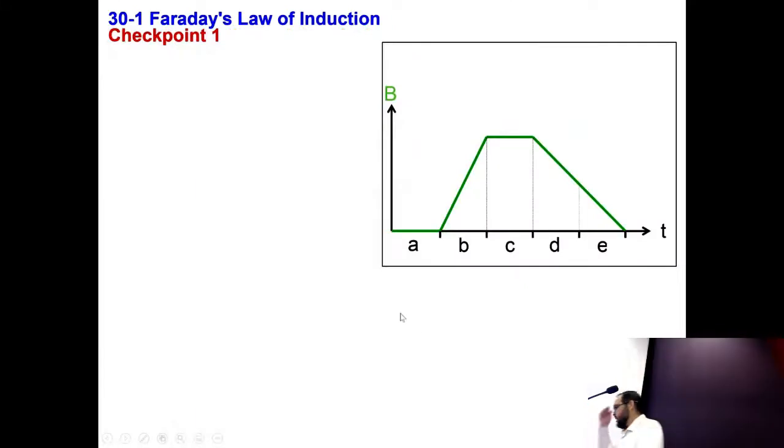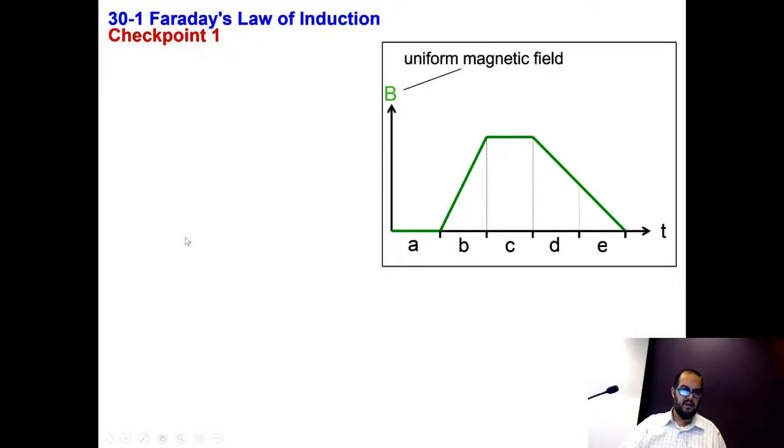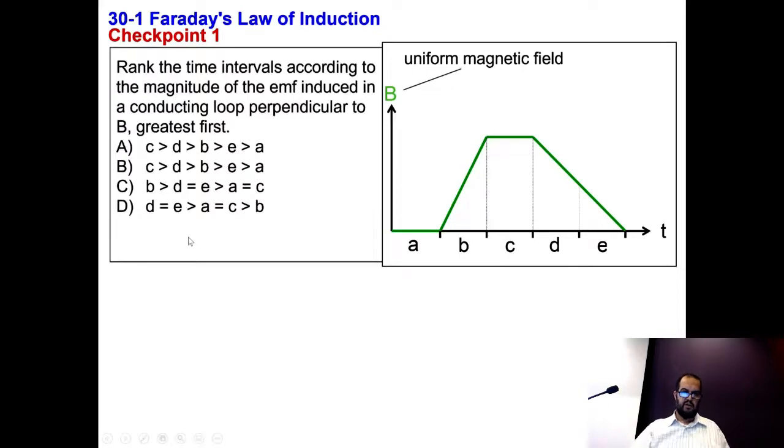All right, let me see if you understand what I just explained, mathematically at least. Here we have the magnetic field changing versus time. First it's constant, it decreases, then it's constant, then it decreases, and so on. The question is the following, and I did not prepare a Kahoot for this. Rank the time intervals according to the magnitude of the EMF induced in a conducting loop perpendicular to B.